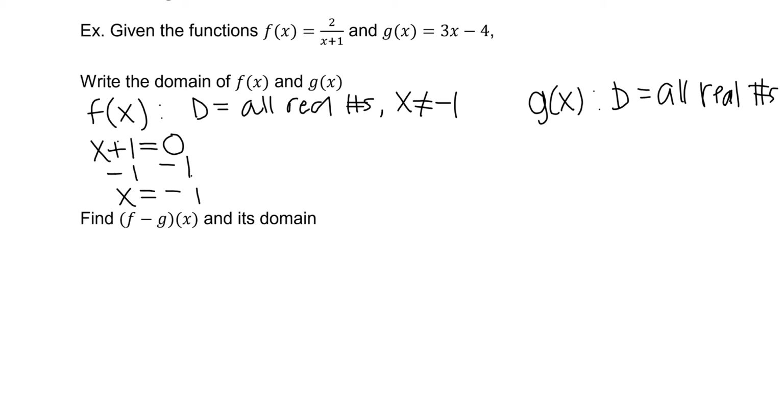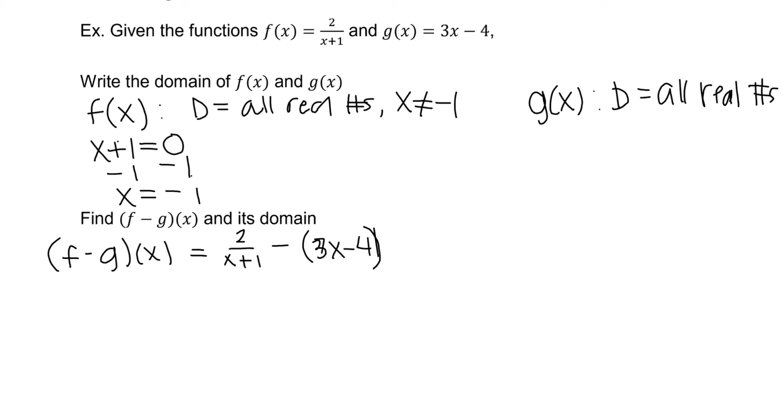Let's go ahead and do some of our operations. So first we want to find (f − g)(x). And once we find that, we're going to identify its domain. So (f − g)(x). So order matters. So first function f, 2/(x + 1) minus (3x − 4). And when performing subtraction, I would always put the second function in parentheses, because remember, this subtraction is applied to the entire function, so it's applied to all of 3x − 4, not just the 3x.